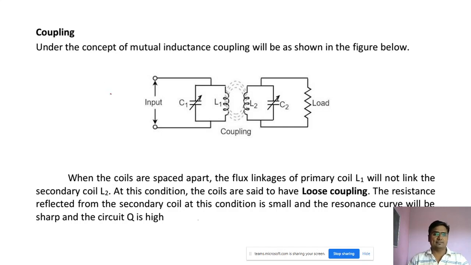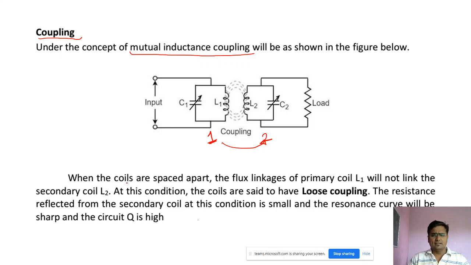Now just go through this slide. It is all about coupling. We know what coupling is. Coupling means what? Look at this one, a tank circuit is there. If I'm saying tank circuit 1, tank circuit 2, those tank circuits are mutually coupled. Under the concept of mutual inductance coupling, I'm connecting tank circuit 1 to tank circuit 2. It means if the energy is available with tank circuit 1, all energy can be transferred to tank circuit 2 via mutual coupling, is it?